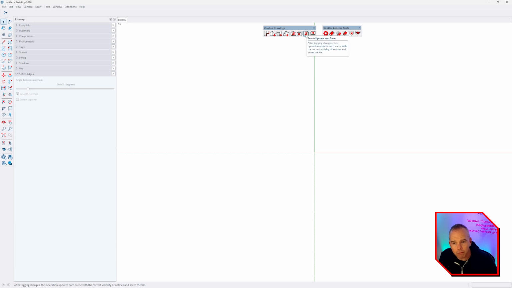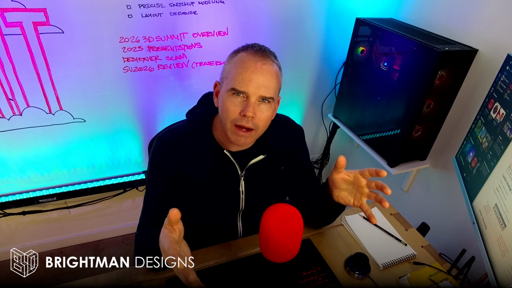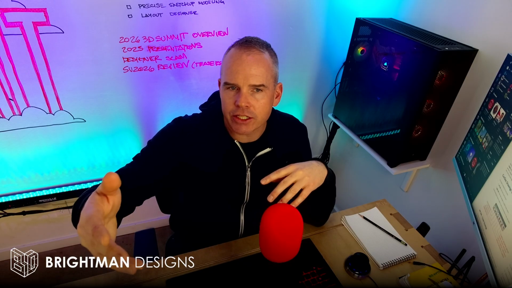And this button is really important: Scene Update and Save. What this does is, after tagging changes, this operation updates each scene with the correct visibility of entities and saves the file. The idea there is that with our ConDoc tagging system, we're kind of hijacking the hide command. And so at times you need to remind the scenes what is turned on and off. This button, when you push it, reminds all of the scenes which tags are showing visible or not visible, and just updates everything.